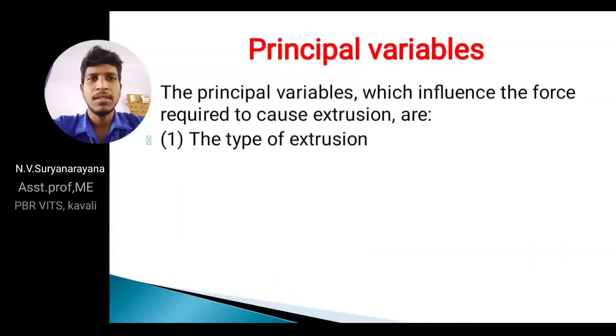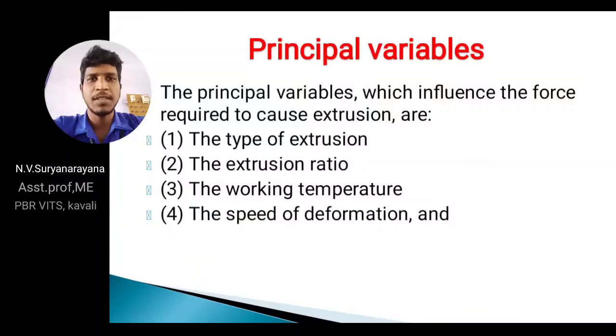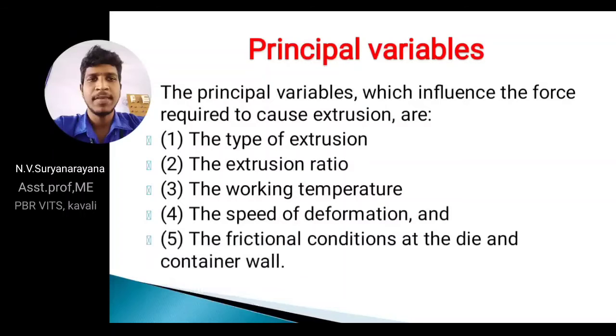Those are the type of extrusion, which type of extrusion we are using, hot or cold, the extrusion ratio, that means initial volume to final volume, and the working temperatures, below the recrystallization temperature or above the recrystallization temperature, the speed of deformation, that means the time taken for deformation, and the velocities that can be calculated. And also the frictional condition, mainly the frictional condition. These are the principal variables or factors affecting the extrusion process.